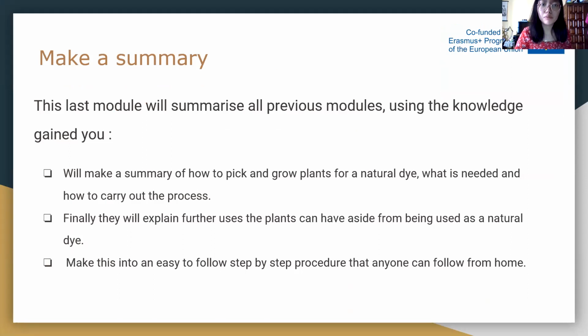This last module will summarize all previous modules using the knowledge gained. You will have to make a summary of how to pick and grow plants for a natural dye, what is needed, and how to carry out the process. Finally, they will explain further uses the plants can have aside from being used as a natural dye and make this into an easy to follow step-by-step procedure that anyone can follow from home.